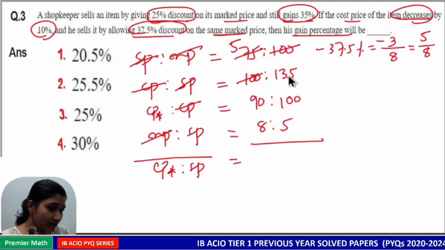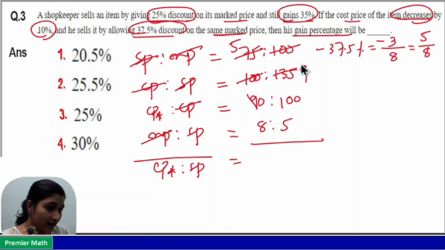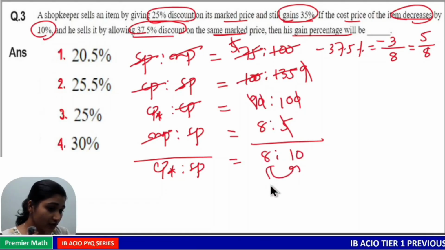15 goes 5 times in 75, and 9 times in 135. And 9 and 9 cancel, 0 and 0 cancel, 5 and 5 cancel. On the left-hand side you have 8 and on the right-hand side you have 10. So 8 is to 10 is the ratio, which means 2 parts is the difference generated.